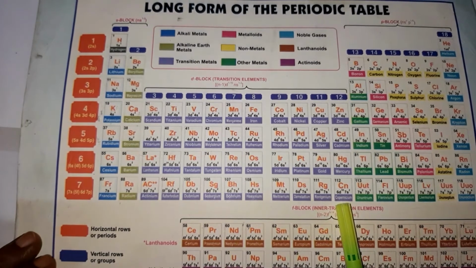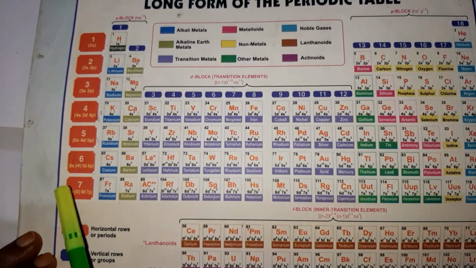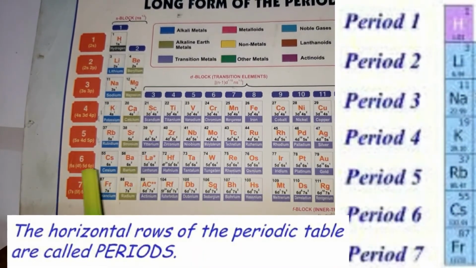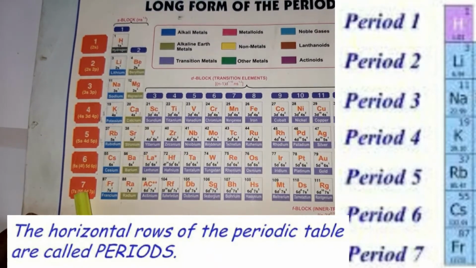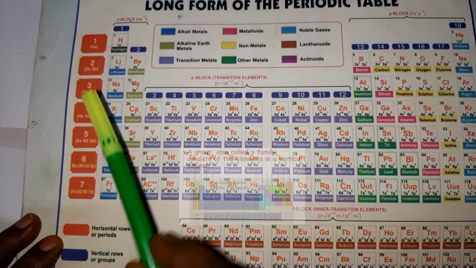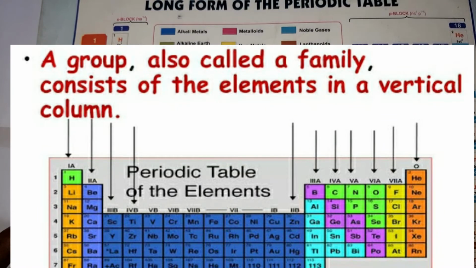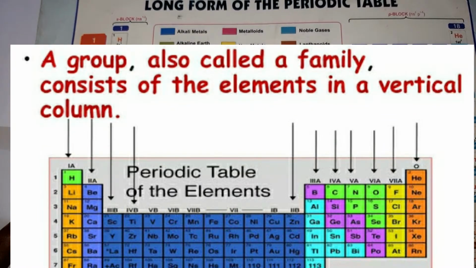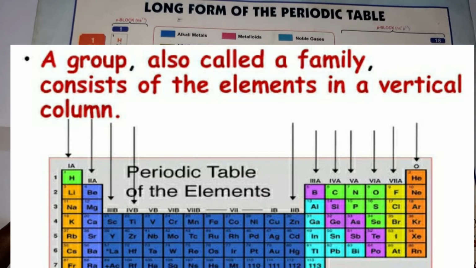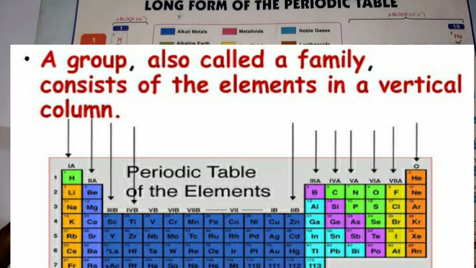The periodic table has 7 horizontal rows. These 7 horizontal rows are called periods, and it has 18 vertical columns called groups.